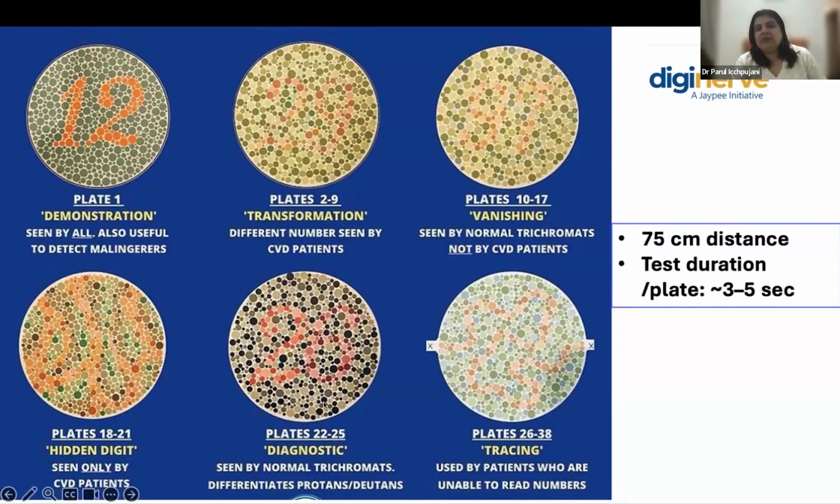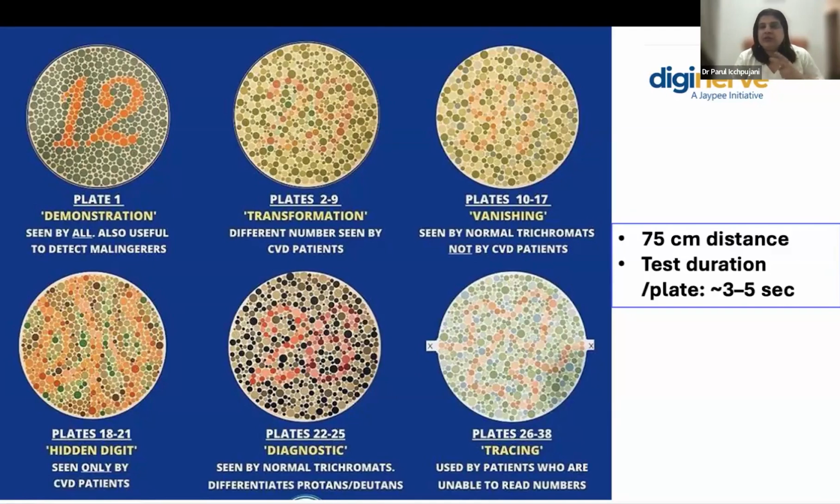Then we have plate number 22 to 25, which are called the diagnostic plates. These are seen by normal people, and they help to differentiate protans and deutans, between red prominent or green prominent color deficiencies. And then in the last, plates number 26 to 38, which are tracing plates where you have to trace the red in this sea of green colors. These are used by patients who are unable to read numbers.